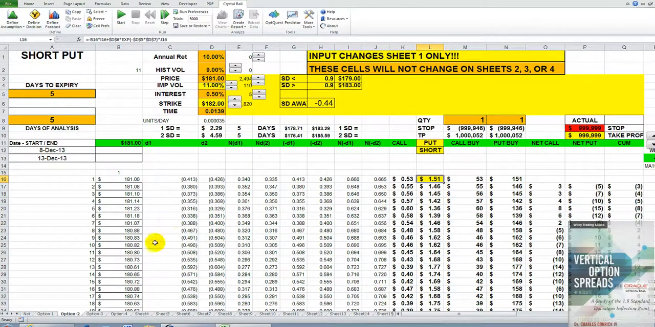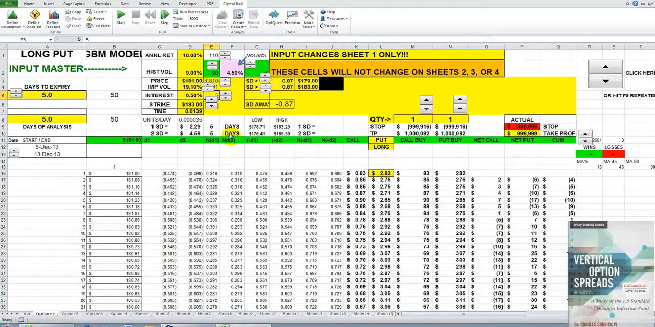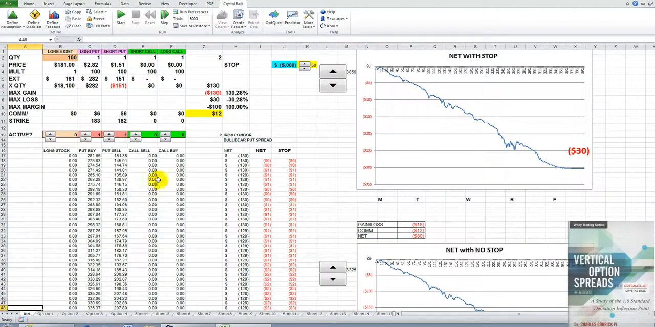There it is. Now, you have just set up a bear put spread because the short put is at 182 on tab sheet option 2, and on tab sheet option 1, the long put is set at 183, and the prices are changed to suit. On the net sheet, we can leave the ones where they were at.